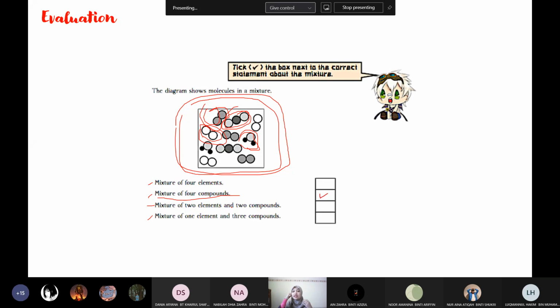And lastly, separation methods. Altogether we have 7 separation methods, and they depend on the physical properties of the substance and also on what kind of substance we want to obtain from the mixture. Okay, so that settles mixture.